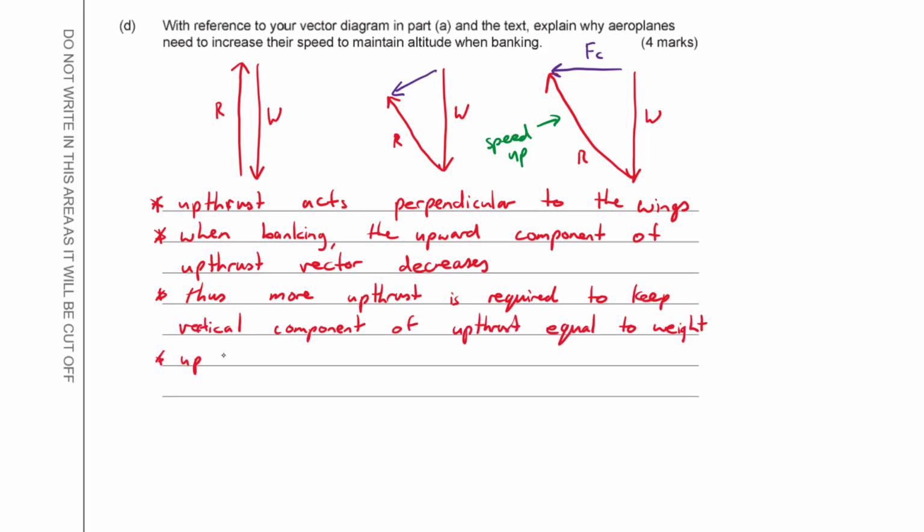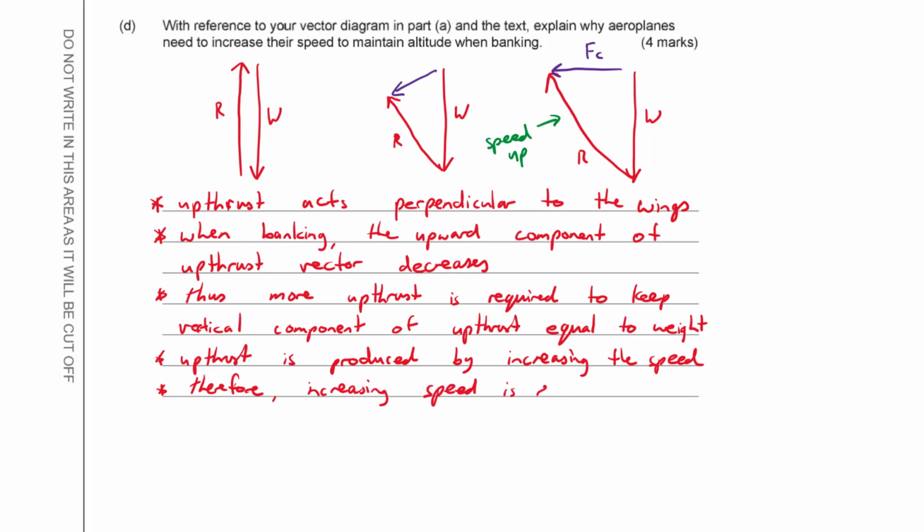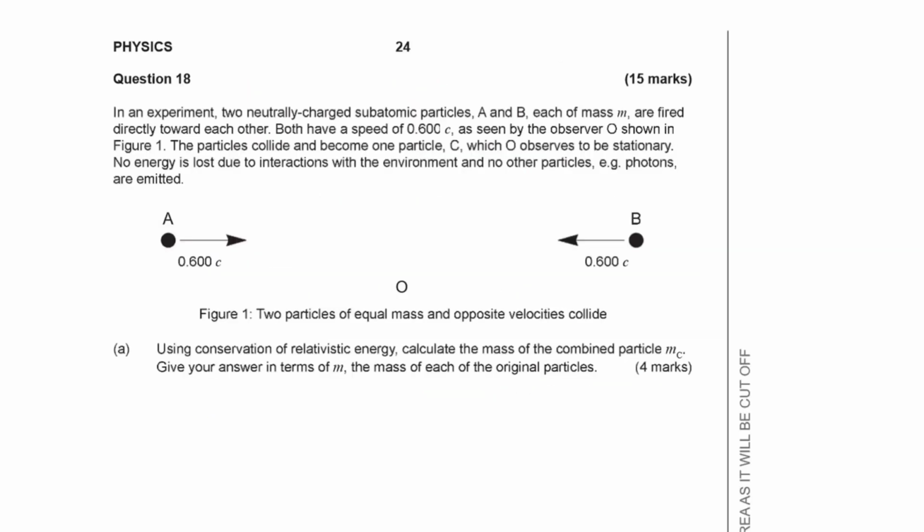When I say weight. Upthrust, final point, is produced by increasing the speed. Therefore, increasing the speed is required to maintain altitude. And there we go. Okay, question 18. It's a pretty intense one in terms of both conceptually and in terms of the mathematics behind it. So let's just get stuck into it.